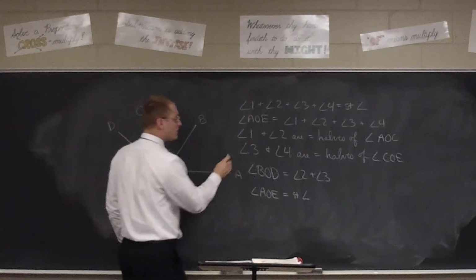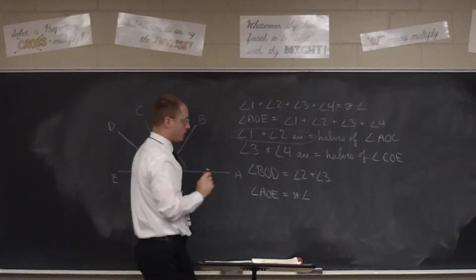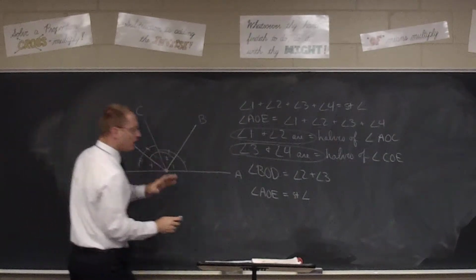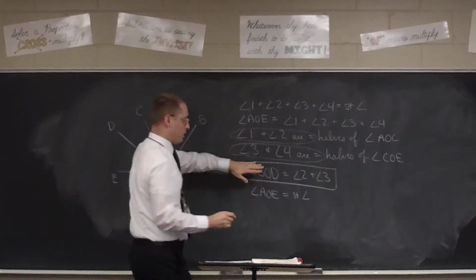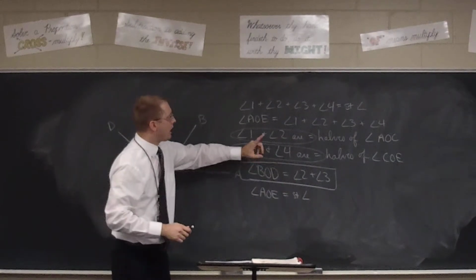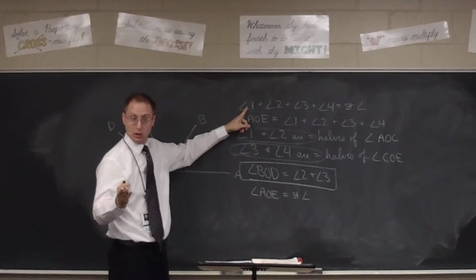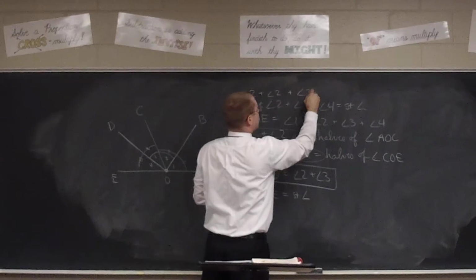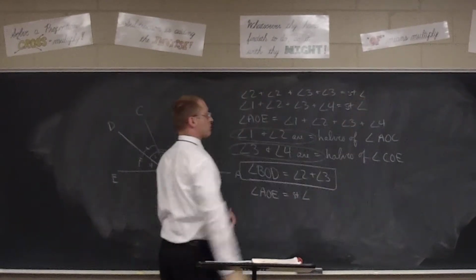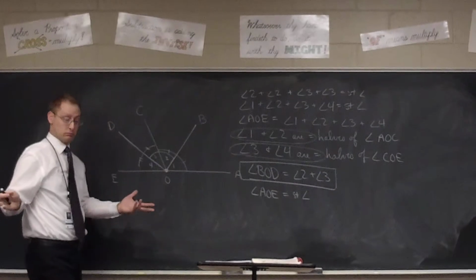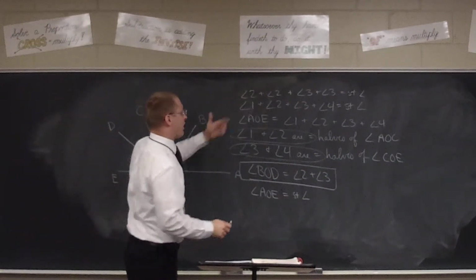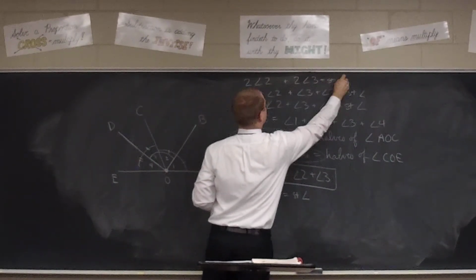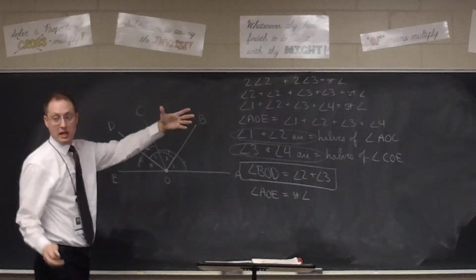Now we know this, 1 and 2 are equal. 3 and 4 are equal. So I could, if I wanted to, since I really only am concerned ultimately with BOD, which is 2 and 3, I could substitute 2 for 1, because 1 and 2 are equal. I could say that angle 2 plus angle 2, and I could substitute 3 for 4, plus angle 3 plus angle 3 equals a straight angle. Correct? Well, now I've got angle 2 and angle 2. Algebraically, that's 2 angle 2's, and that's 2 angle 3's. So 2 times angle 2 plus 2 times angle 3 equals a straight angle, correct?